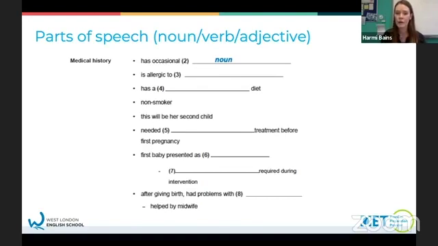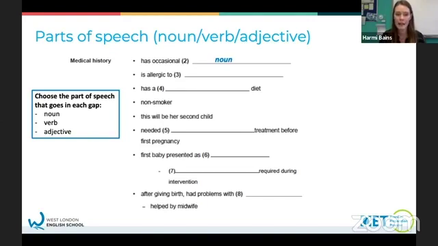So the word that comes after this, because occasional is an adjective, we need it to be followed by a noun. Okay. So what we're going to do is I would like you to choose the part of speech that goes in each gap. It's either going to be a noun, a verb, or an adjective. I'm going to give everybody, again, 30 seconds, although if it's too short, I'll do it twice.